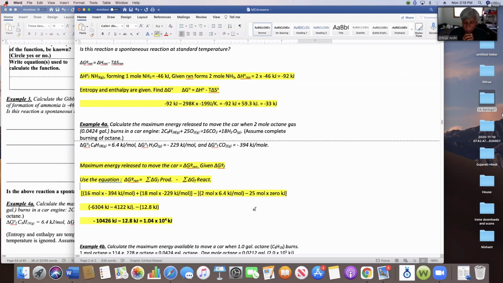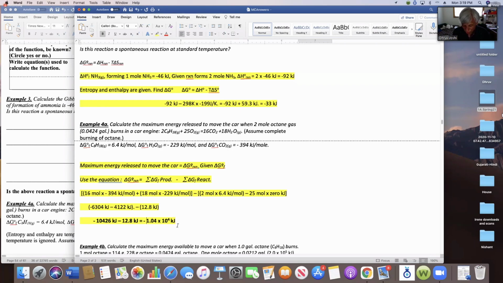Gibbs free energy of formation, delta G of formation, of all elements in the natural state is 0. So now we add up these values, and that works out to be a negative number of course. What does that mean? Negative 10,410.324. First of all, it's a negative number, meaning this is a spontaneous reaction.